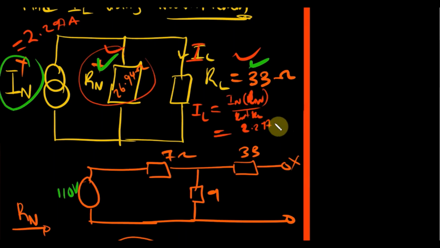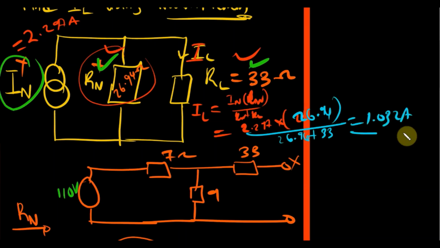2.297 multiplied by 26.94, divided by 26.94 plus RL, gives 1.032 amps. That's our load current.